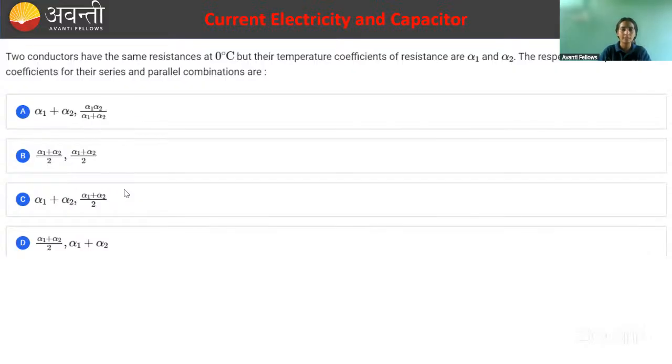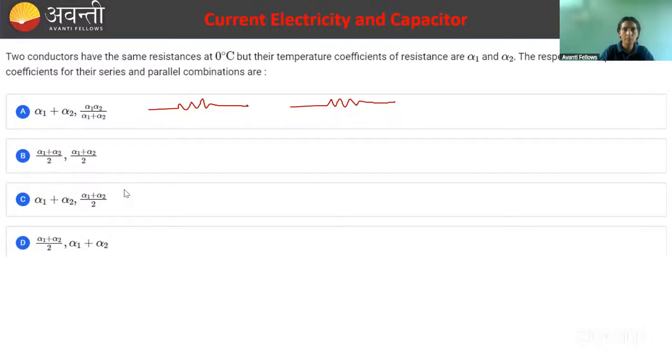चलो डिस्कस करते हैं, मजा आने वाला है इस क्वेश्चन में. It is really a good question. Let's do it. So what is the case? There are two conductors. They have the same resistance at 0 degree. So since we are talking about resistance, I will draw it in terms of resistors. ठीक है, ऐसा. So this is first resistor, this is another resistor. ठीक है, both are having same resistances.